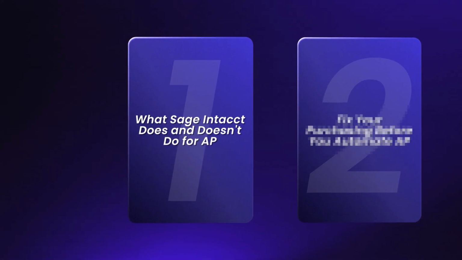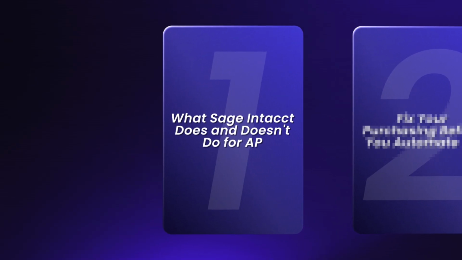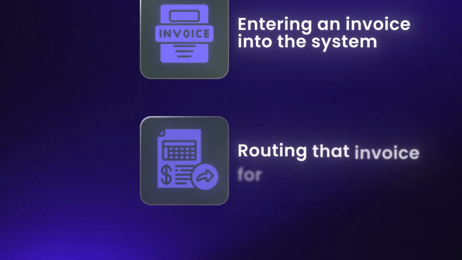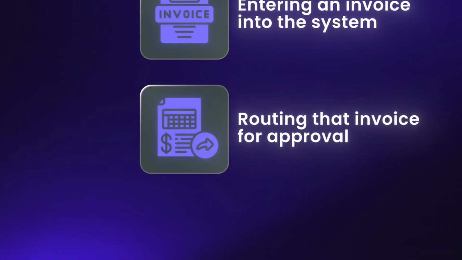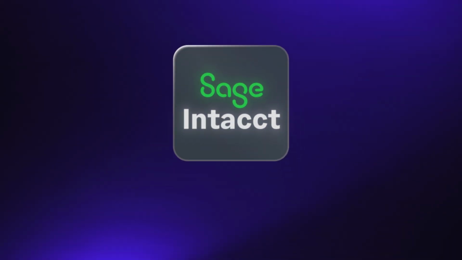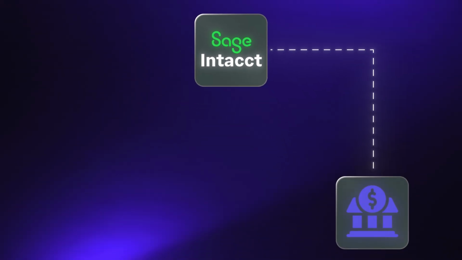Let's get into it. So first of all, let's address what Sage Intacct does very well. At the core of it, it handles your core accounts payable processes well, which is entering an invoice into the system and then routing that invoice for any sort of approval and then paying the vendor too. It also handles the ability to pay the vendors by integrating it with your bank for ACH payments or checks or credit cards, and that all is very well managed in Sage.